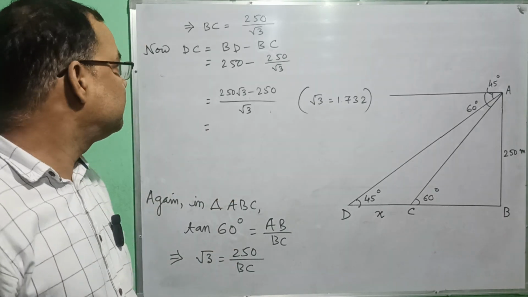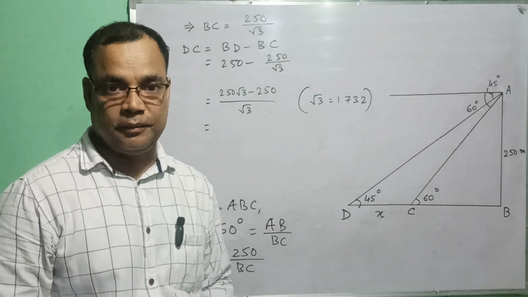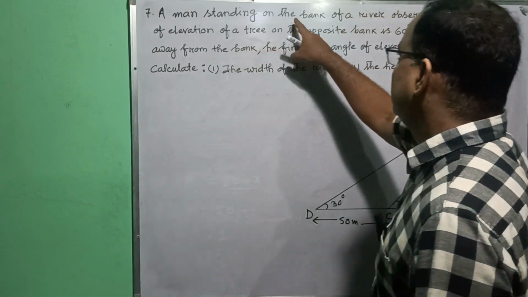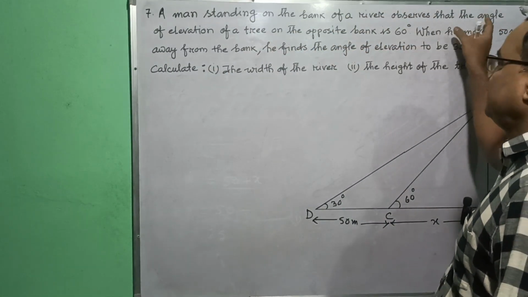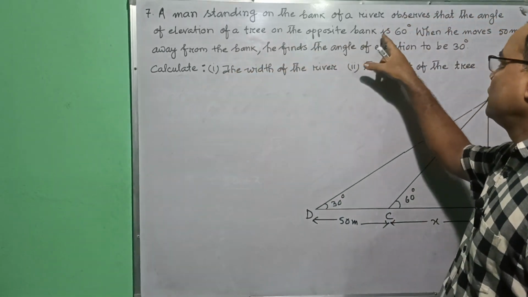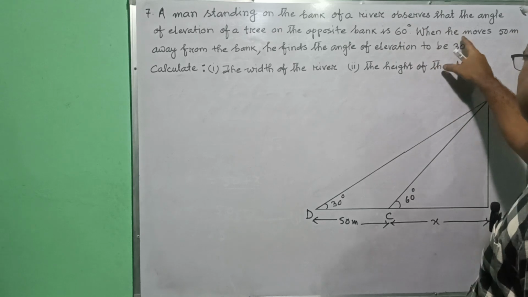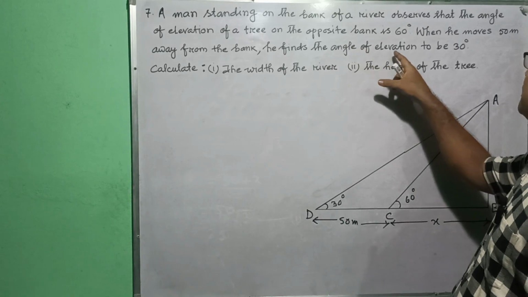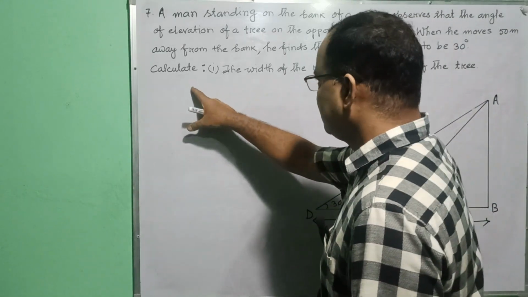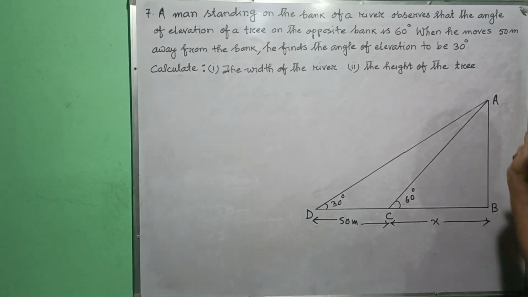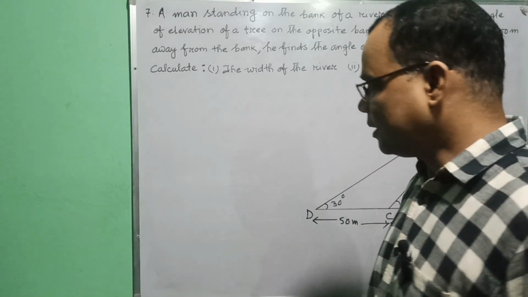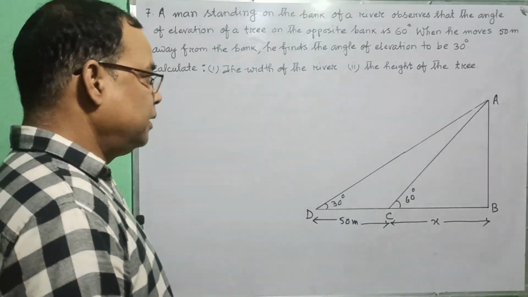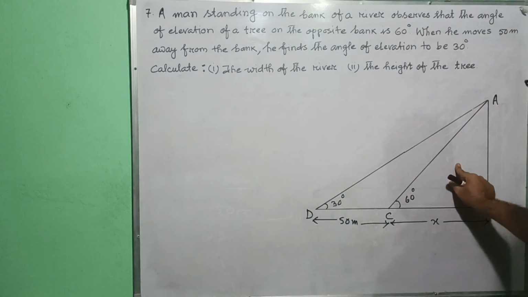Okay. Now we'll start question number 7. It is given that a man standing on the bank of a river observes that the angle of elevation of a tree on the opposite bank is 60 degrees. When he moves 50 meters away from the bank, he finds the angle of elevation to be 30 degrees. Calculate the width of the river and the height of the tree. This type of question is to come. Comparatively the question is easy. I have already drawn the figure.